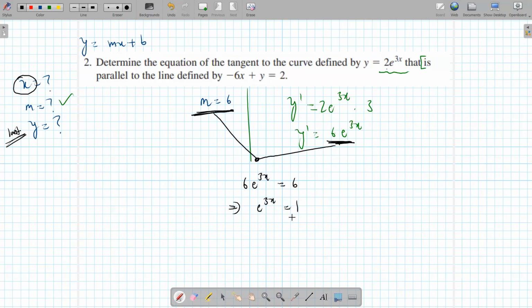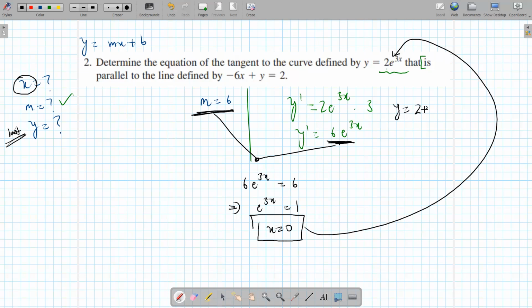All right, now what? Now this is an exponential equation. It's not linear, it's not quadratic. Think about what value of x would make this equation 1. 0, yeah, exactly. x must be 0. So there we go, x is 0. We can plug it back in here to find the y value. y will be 2 times e to the 0, or 3 times 0, doesn't matter. That's going to be 2. So we have our y value, 2.